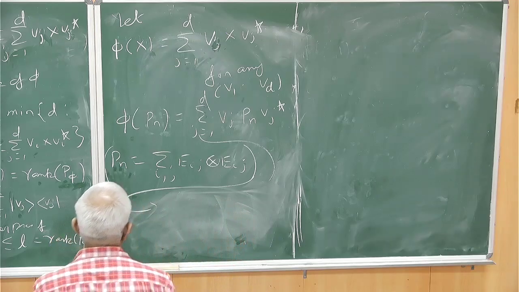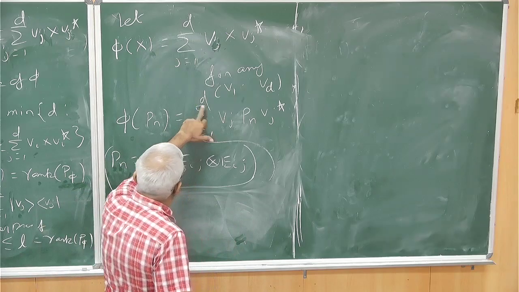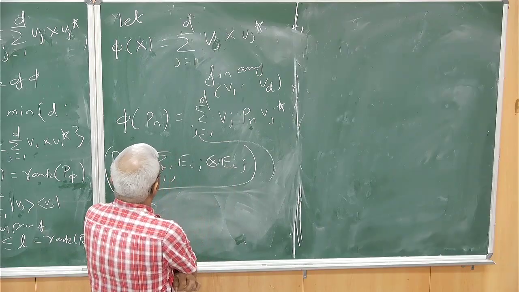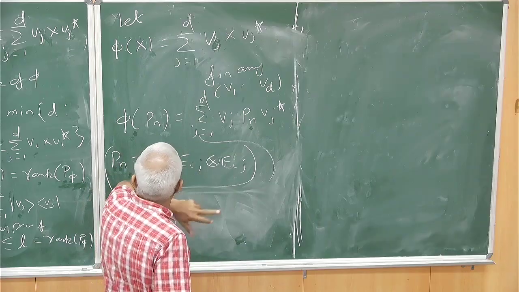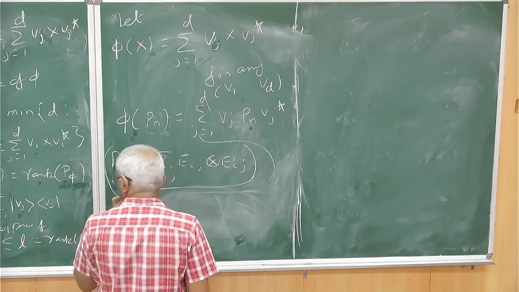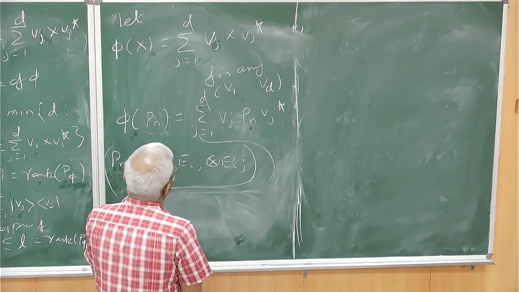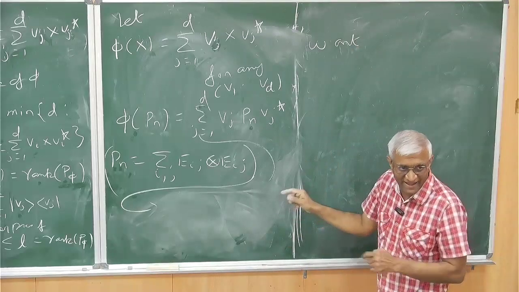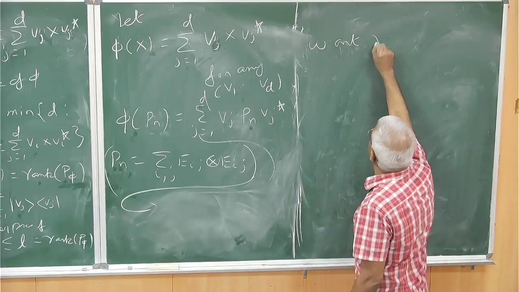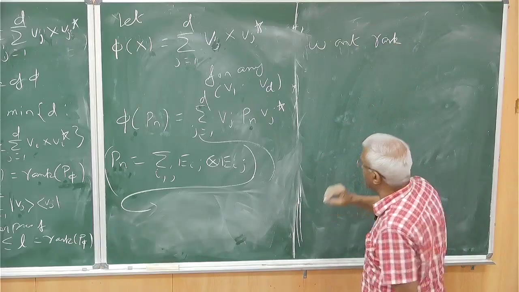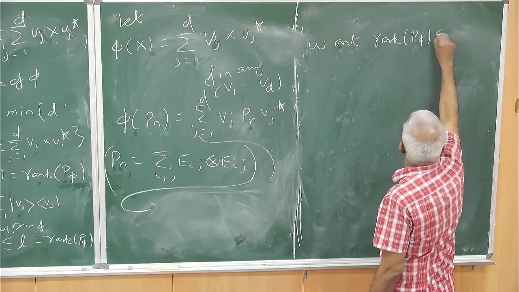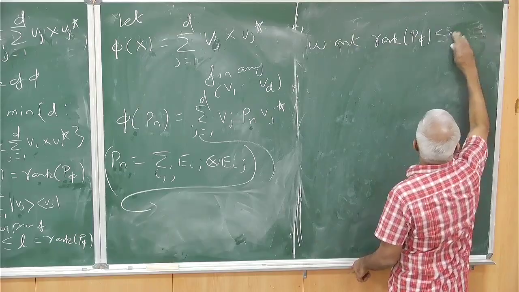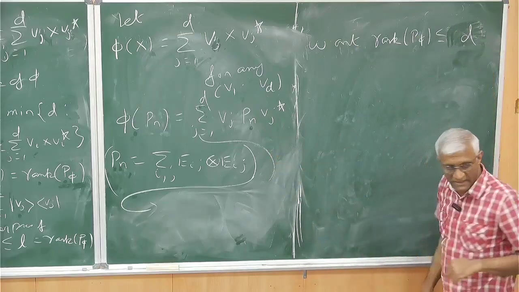So we have to prove that D is less than the rank of P of N. That's what we want to prove. Now how do we want to prove that? Let me write it and I will get the idea. I forgot the idea. We want the other way: rank of P phi is less than or equal to D. That's what we want to prove.